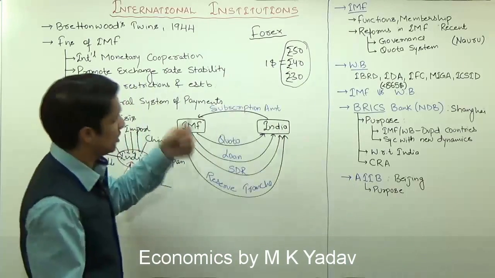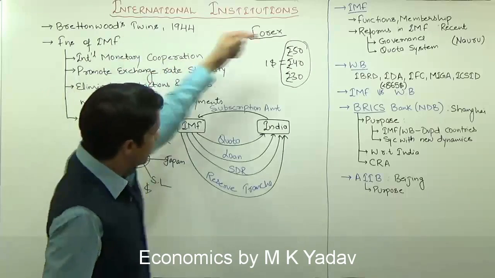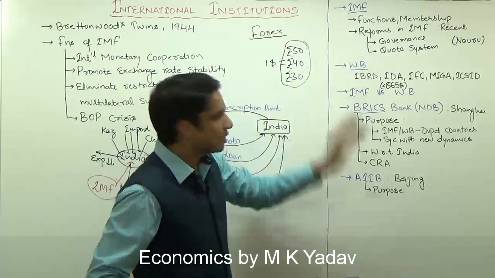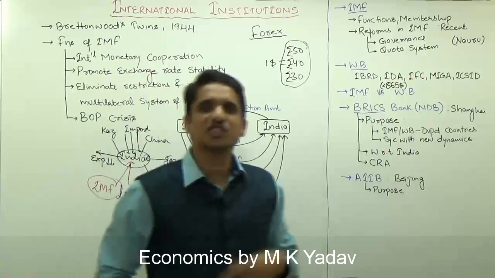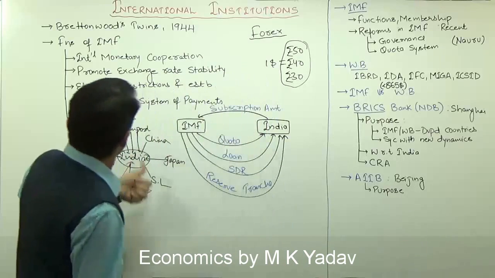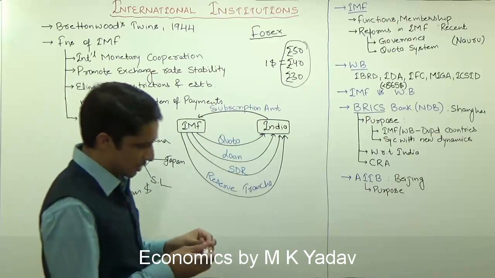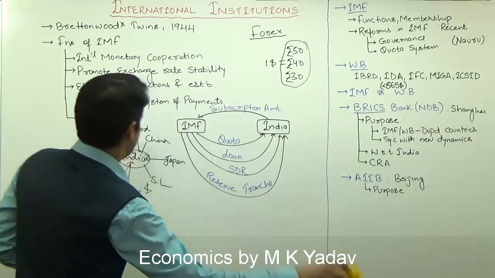So these international organizations, these Bretton Woods twins, will give you the loan, but they will put some restrictions over it. So these are the functions of the IMF.